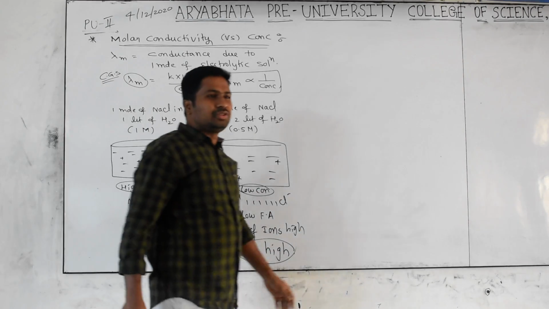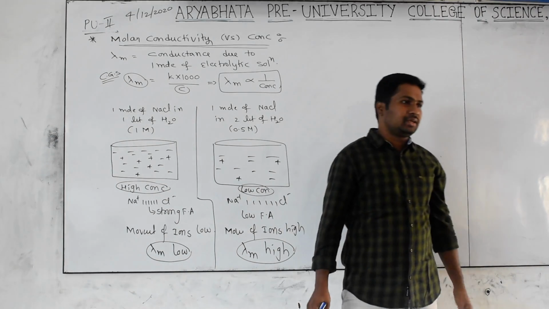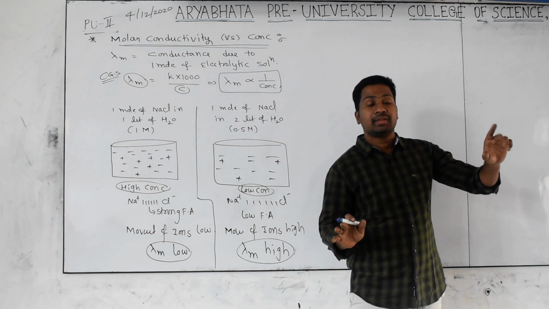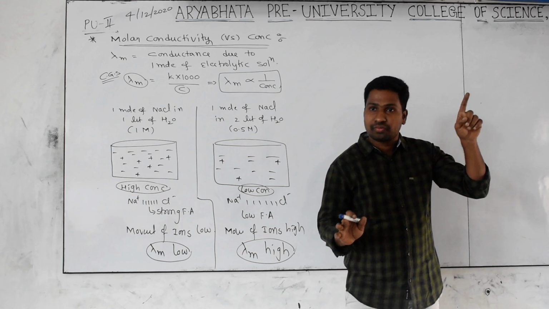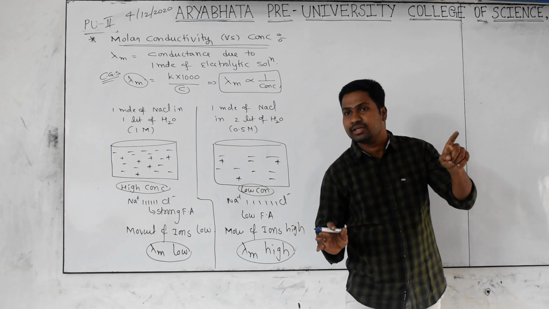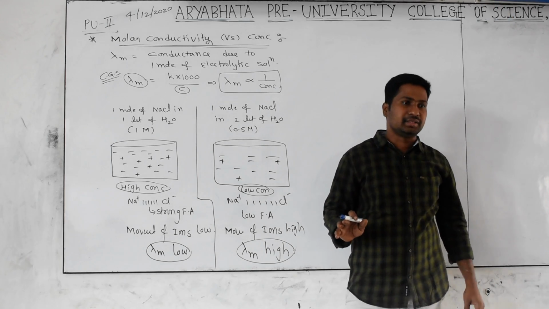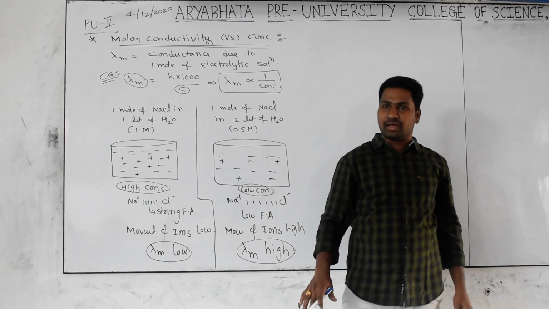He may ask the question, how does molar conductivity vary with concentration? You have to read the definition first. As the concentration is decreasing, the gap between the ions is increasing. As the gap increases, the force of attraction decreases. As the force of attraction decreases, the momentum of ions increases. Then conductance will go on increasing. Which means as the concentration decreases, molar conductivity will go on increasing.